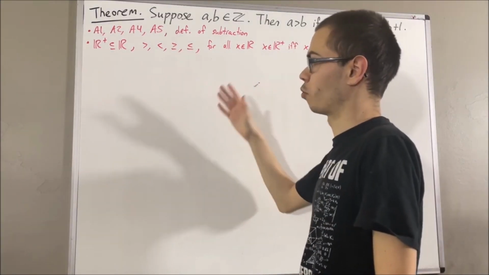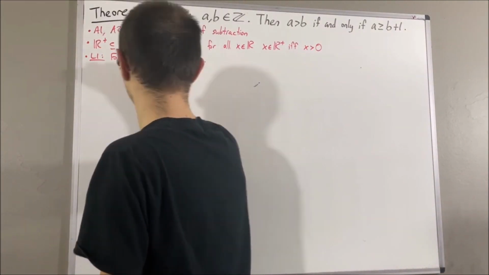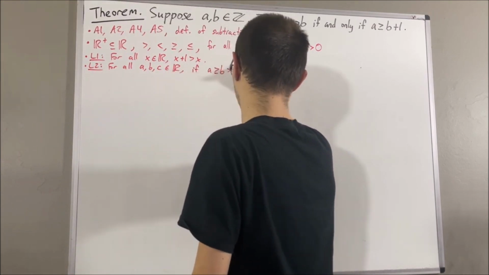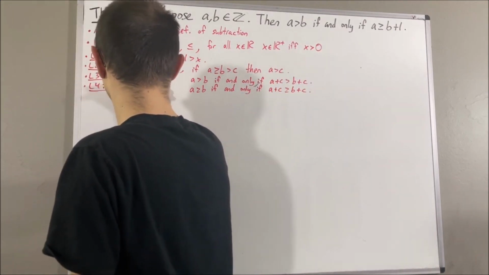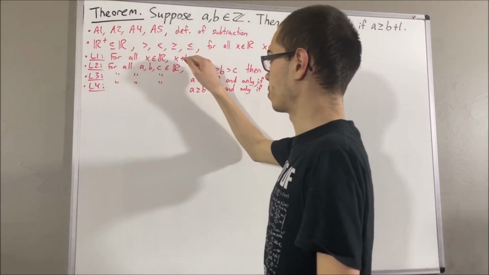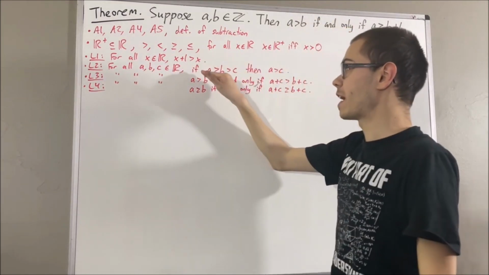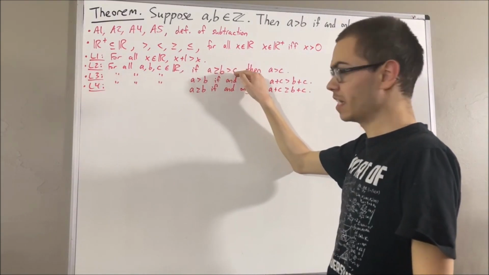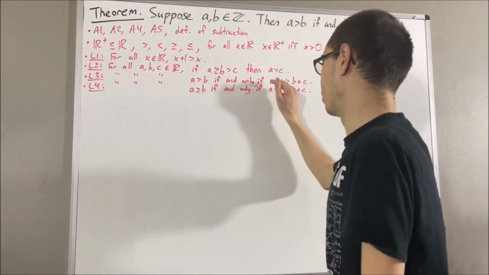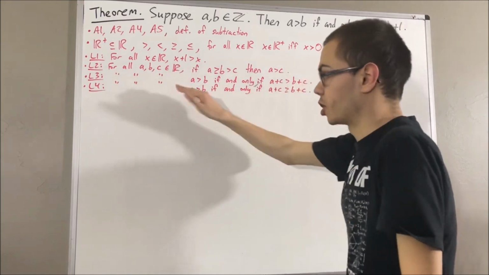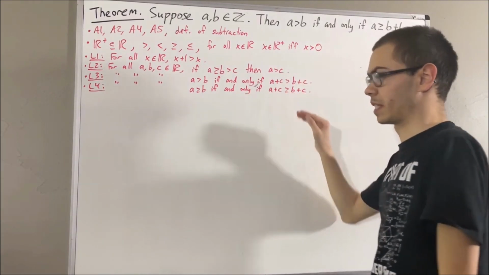And some other results regarding the ordering of the real numbers that we have proven are as follows. We have proven for all real numbers x, x plus 1 is greater than x. We've proven for all real numbers a, b, and c, if a is greater than or equal to b and b is greater than c, then a is greater than c. And also, a is greater than b if and only if a plus c is greater than b plus c. And also, a is greater than or equal to b if and only if a plus c is greater than or equal to b plus c.